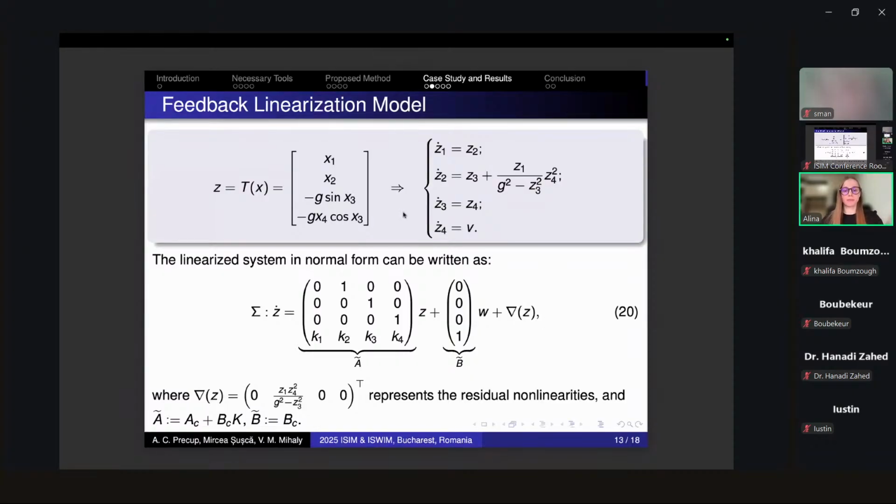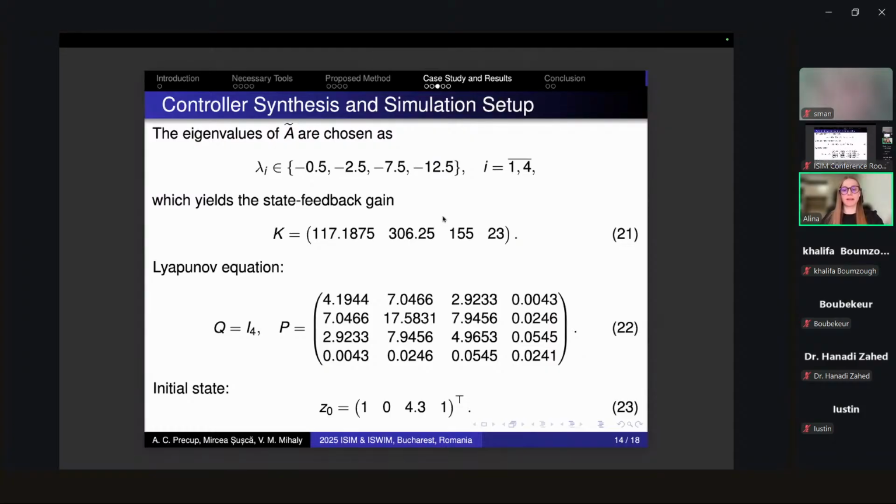We now apply the coordinate transformation shown at the top of the slide. In these new coordinates, we obtain the normal form on the right, and the linearized dynamics can be written compactly as in 20. This is exactly the same structure we used earlier in the abstract derivation. For the numerical study, we select the eigenvalues of A tilde as listed here.